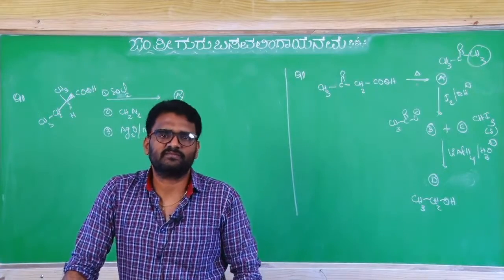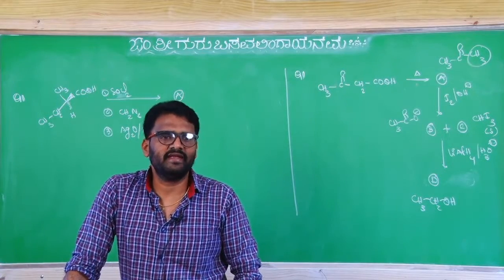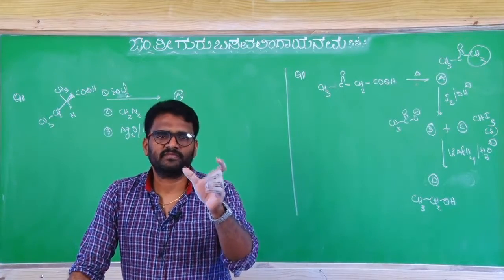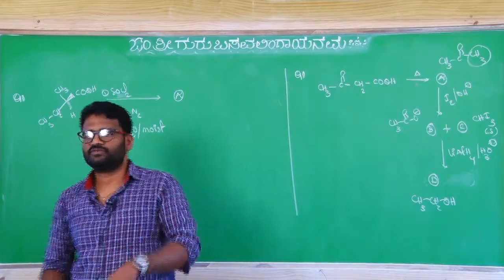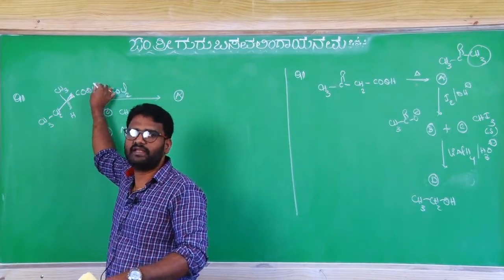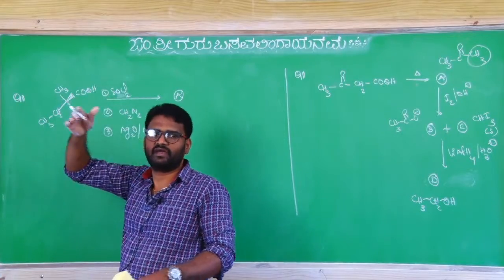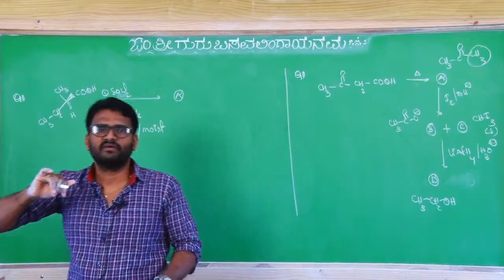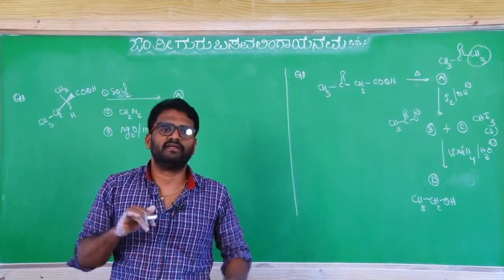Retained configuration. So the product is what? Retained configuration, when there is an SNi mechanism. So whenever you use SOCl2, the mechanism gives retention of configuration. With alcohols, the SNi reaction converts alcohols into alkyl halides.